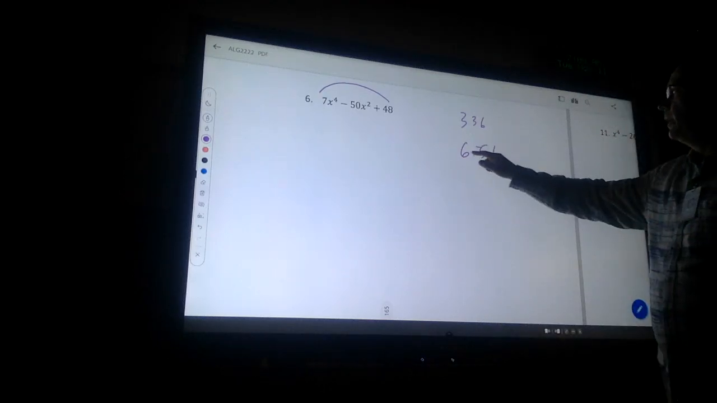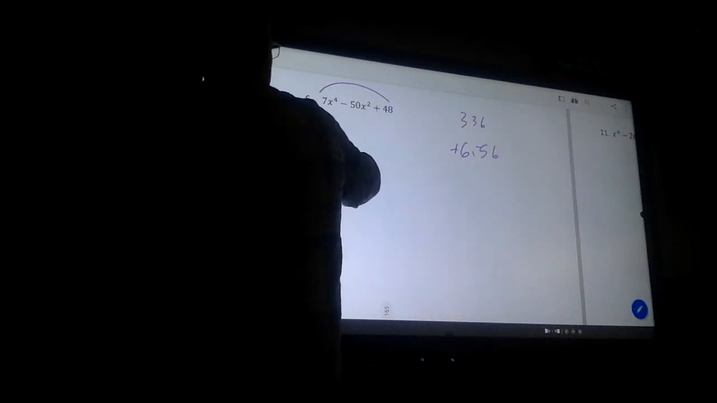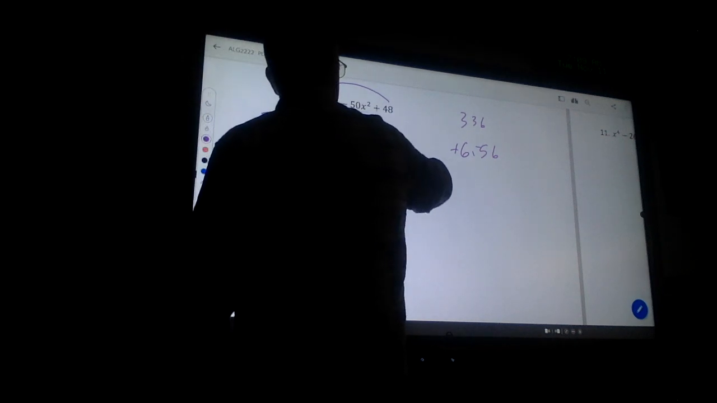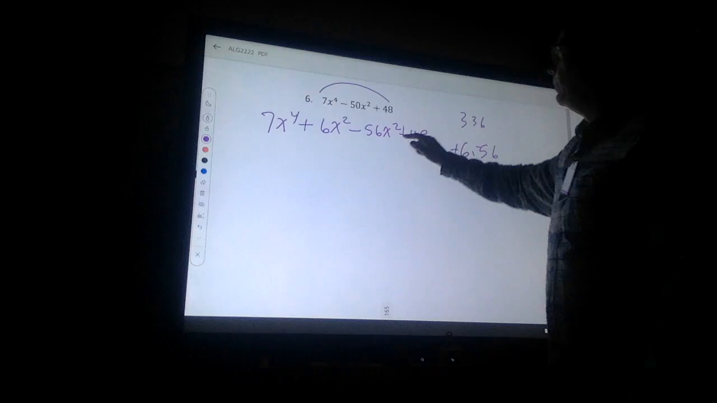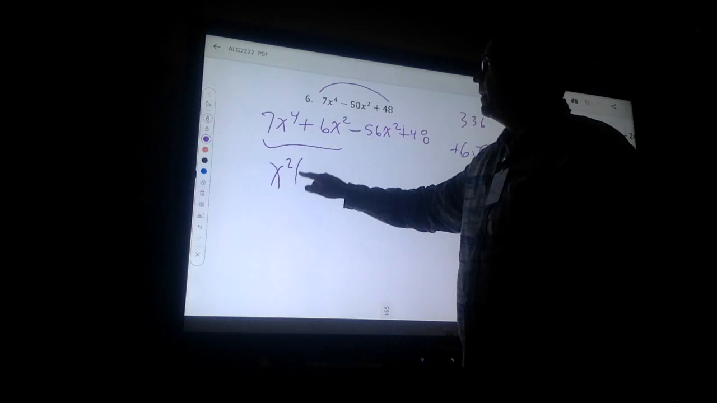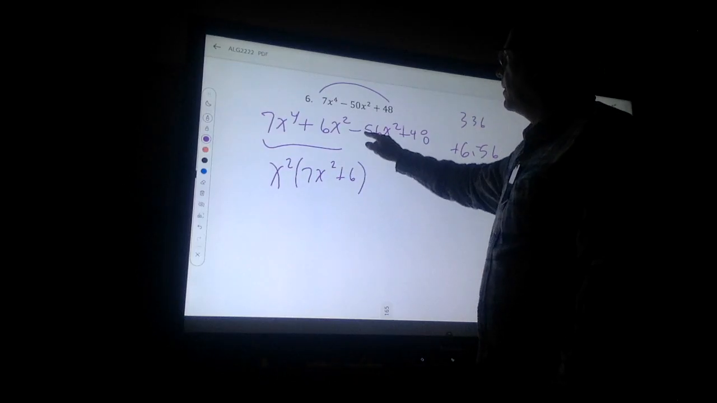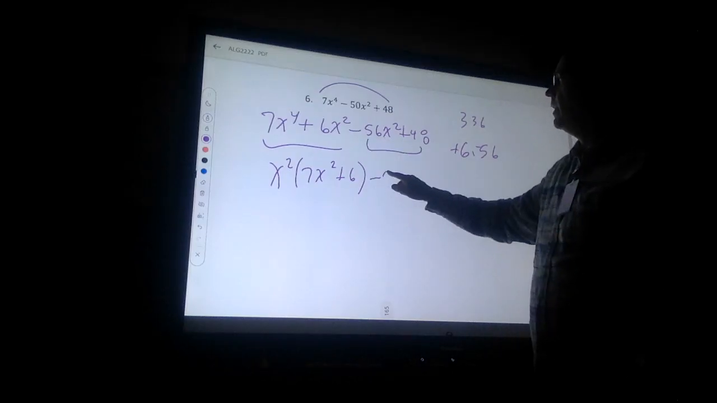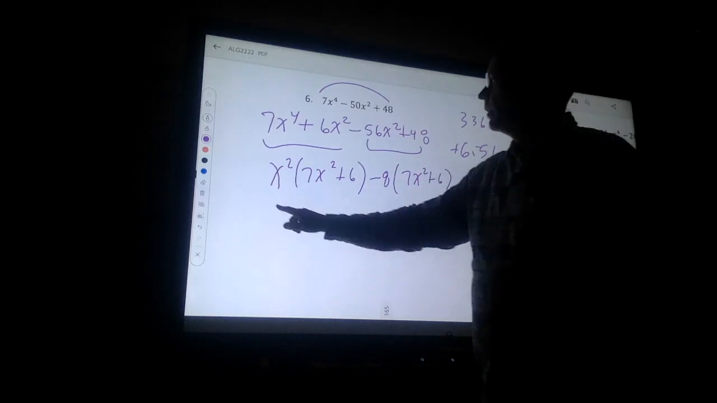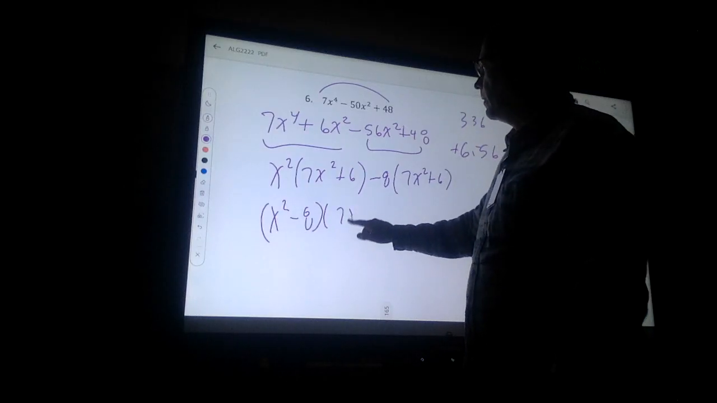So this one has to be negative, this one has to be positive, so I'm going to get 7x to the fourth plus 6x squared minus 56x squared minus 48. I can factor an x squared out of this. That's going to leave me 7x squared plus 6. I can factor a -8 out of both of those. That's going to give me 7x squared plus 6. So I'm going to wind up with x squared minus 8 and 7x squared plus 6.